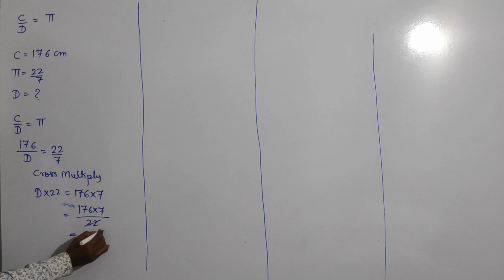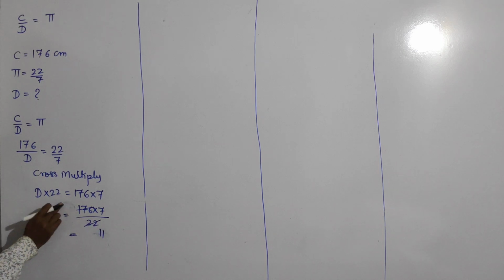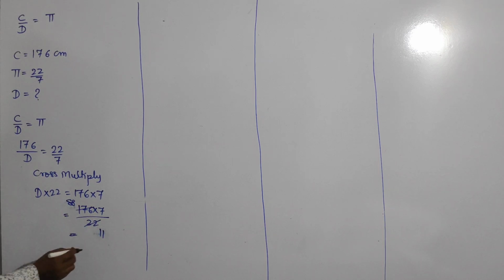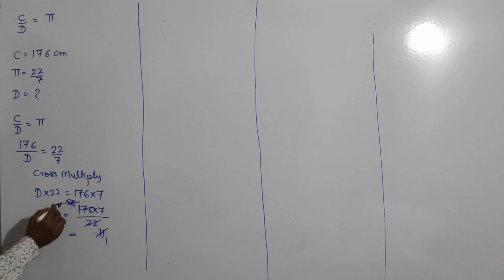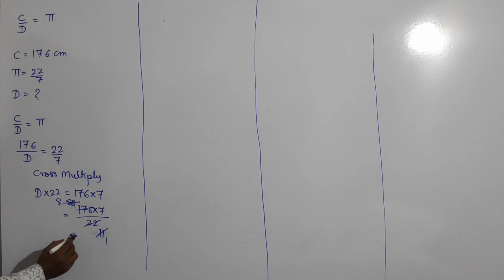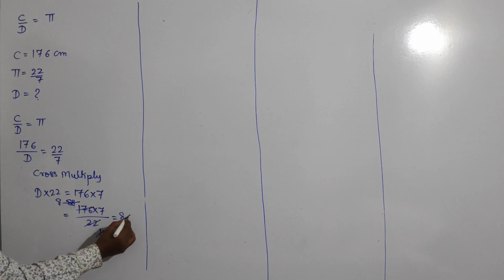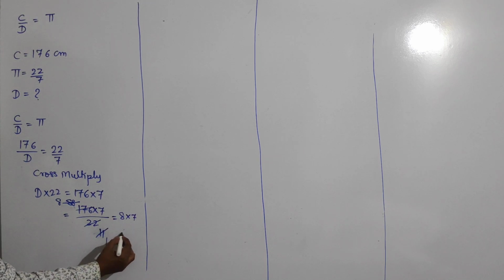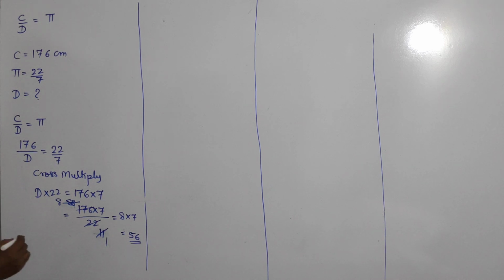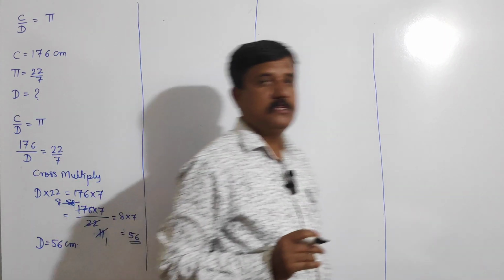Sorry. 11 times in the table of 2, it will go 88 times. This will go 1 time. This will go 8 times. Therefore, 8 into 7. What is the value? 8 into 7 is 56. The value of diameter is 56. Therefore, D is equal to 56 centimeter. Okay, so such type of sums can be solved.